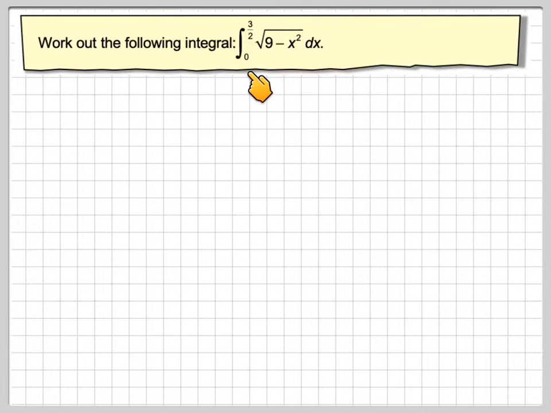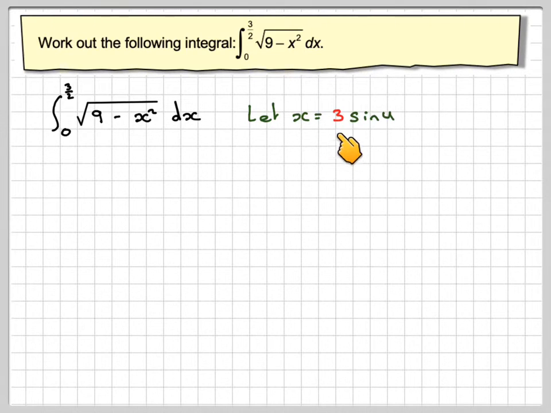Work out the following integral from 0 to 3 over 2 of the square root of 9 minus x squared dx. Again, we're going to use a trigonometric substitution. We will change the limits, so therefore we don't actually have to substitute back. So we let x equal 3 sine u.